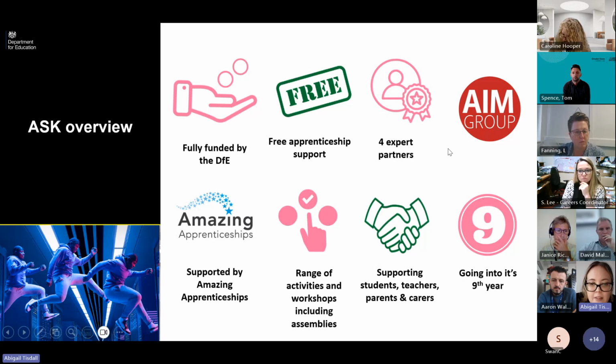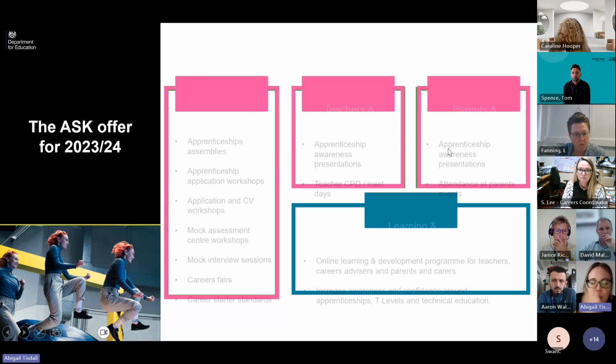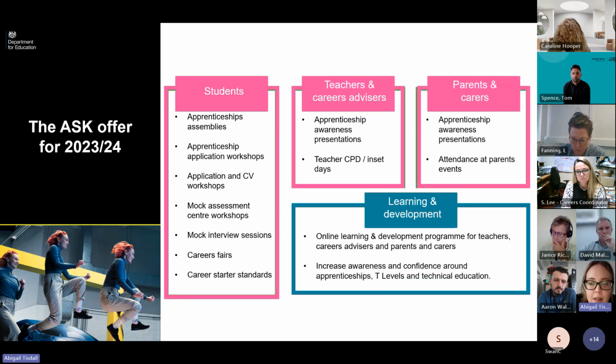If I just move on to the next slide, in terms of what you can expect from our programme, this slide provides you with an overview of what's available. We provide workshops for your students. It's important to note that we are only funded to engage with students from year 10, 11, 12 and 13. We are not funded to work with the lower years. Unfortunately, that's not something we are funded to deliver. We have fed that back to the Department for Education, and they are very aware that there is a need for that particular type of provision.